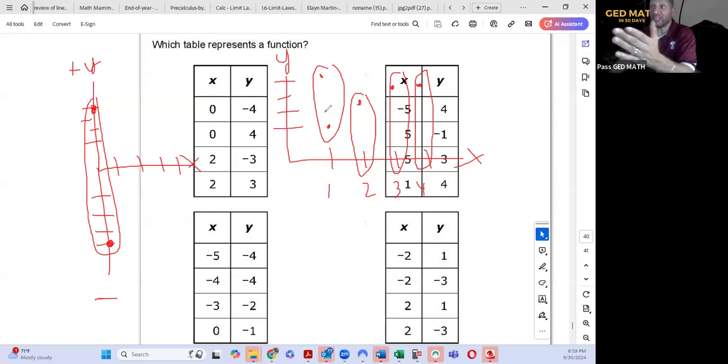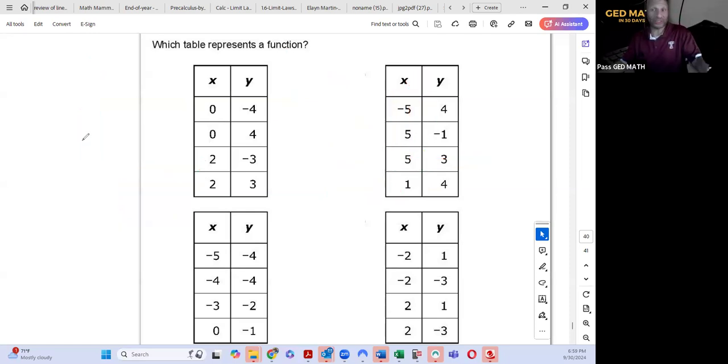This graph is just another way to say the table. Remember, just like $1 is 4 quarters, 10 dimes, 20 nickels, 100 pennies, or a dollar bill, or two, or Susan B. Anthony, you can say the same thing in different ways. So this table is 0, negative 4, got a point, 0, 4, 2, negative 3, and 2, 3. The same thing. It's the same exact thing, just different ways.